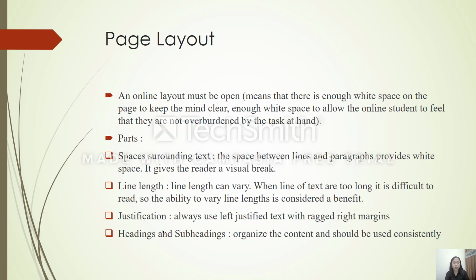And then the second part is line length. Line length can vary. When lines of text are too long, it is difficult to read. So the ability to vary line length is considered a benefit. And then the third part is justification. In this part, the teacher always uses left justified text with right margins. And then the fourth part is headings and subheadings. This part organizes the content and should be used consistently.